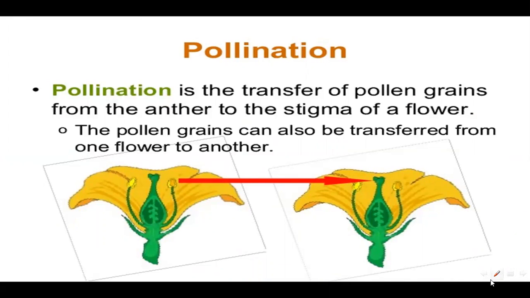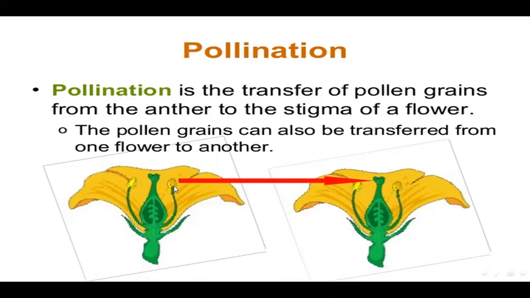The next topic is pollination. Students, what is pollination? Pollination is the transfer of pollen grains from the anther to the stigma of a flower. The pollen grains can also be transferred from one flower to another flower.